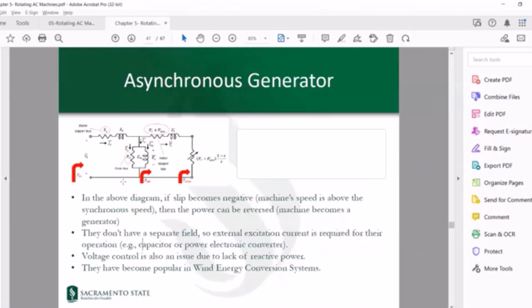But these machines are being more and more used in wind applications. But keep in mind that voltage control would be an issue for this type of generator. That's because you have no excitation. So excitation is required for generator control. But they are, anyways, using power electronics. You can basically get rid of all of these issues and use these asynchronous machines as asynchronous generators, which is getting more and more popularity in wind energy conversion systems.